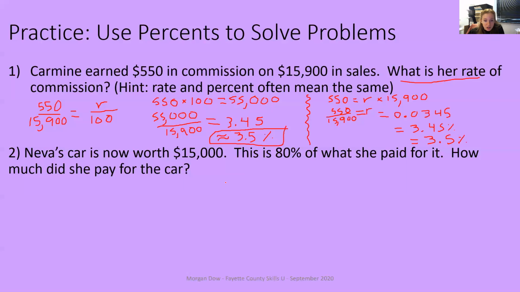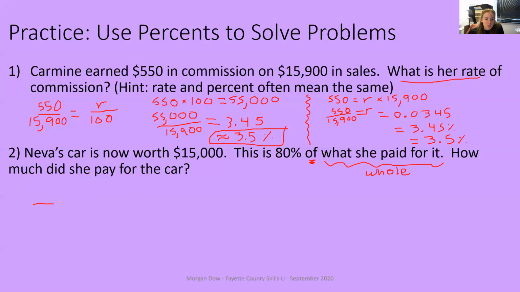Well, it says how much did she pay for the car? That's 80% of what she paid for it. So we don't know what that is, right? And that's going to be the whole. Because what it's worth now is 80% of what she paid for it. We can use that keyword "of" to help us out. So we're missing the whole in this situation.